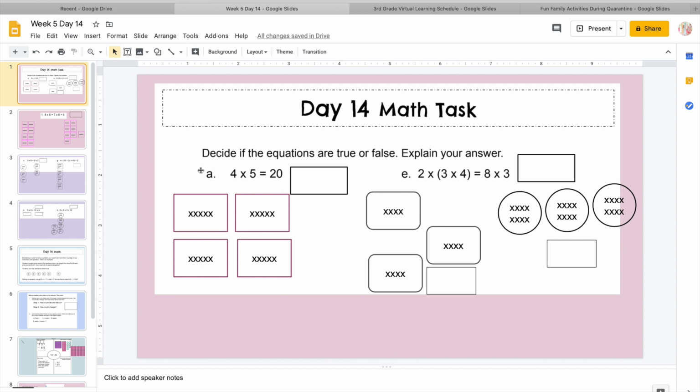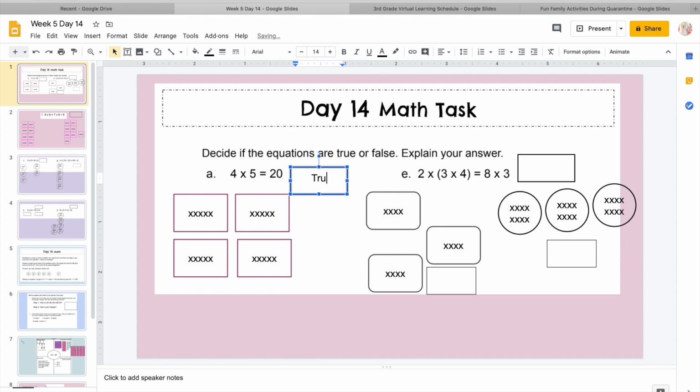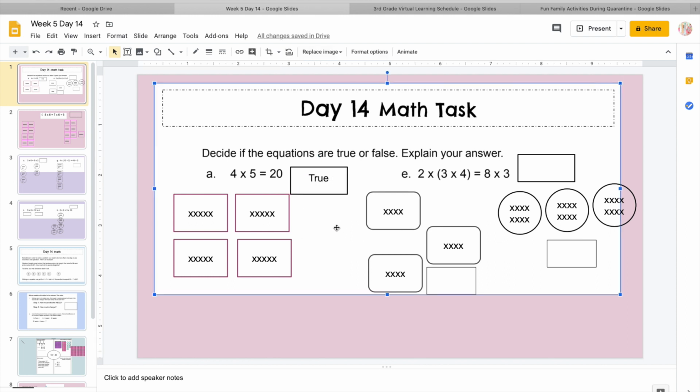So let's just look at A here. It says 4 times 5 equals 20. So we need to decide, is that true or is that false? What I did was I made models. I have 4 groups, and inside of each group is 5 x's. That represents my 4 and my 5. I'm going to count 5, 10, 15, 20. So I know 4 times 5 is 20. So I am going to write true, and you could just write T if that would make it easier.